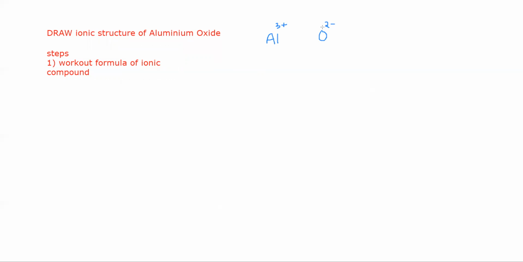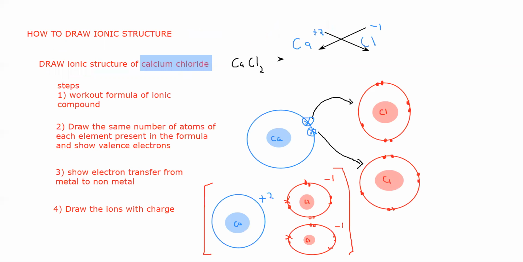Then cross multiply the valencies. So what will be the formula of aluminium oxide? It will be Al2O3. That means we have to draw 2 aluminium and 3 oxygen. Then the second step: draw the same number of atoms of each element present in the formula.